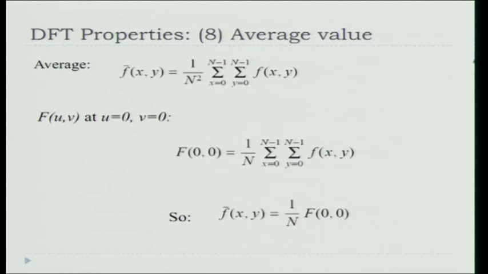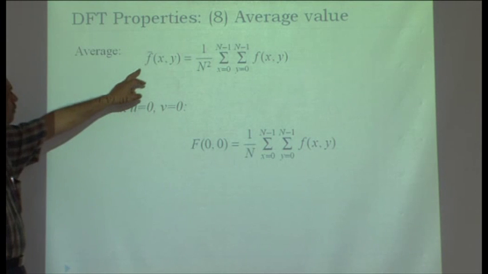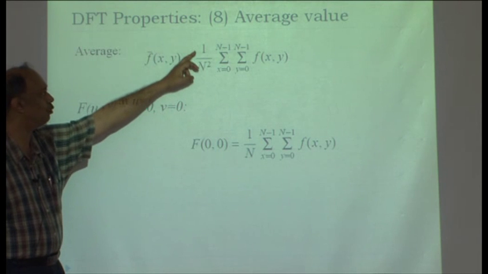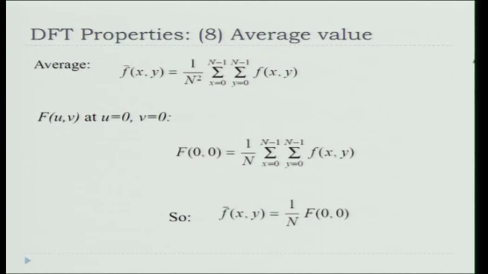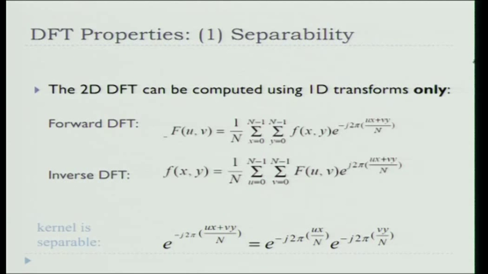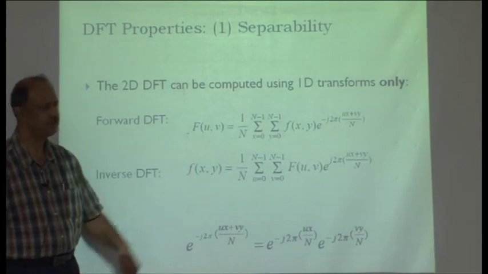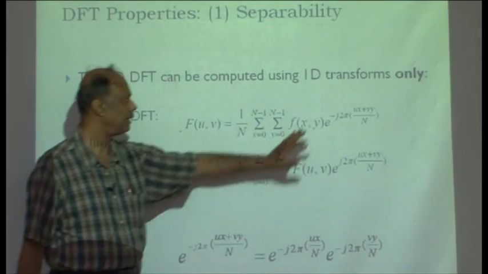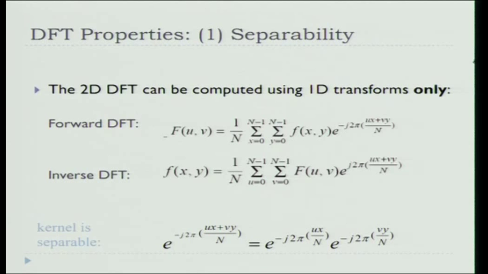Finally, you have the property of average. The average of f of x y, f bar of x y, is equal to 1 by n square summation over x 0 to n minus 1, y 0 to n minus 1 of f of x y. Now, what happens if I put u as 0 and v as 0? So, this becomes 1, right. So, it becomes 1 by n summation of F of 0 0.